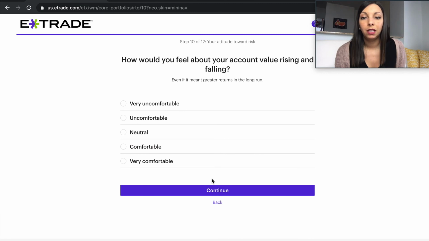How would you feel about the value of your account rising and falling, even if it meant greater returns in the long run? Very uncomfortable, uncomfortable, neutral, comfortable, or very comfortable? I don't love the idea of my account rising and falling, more so falling, right? I don't think anyone really likes the idea of their account falling, but I'm very comfortable with it because I know it's part of the process.